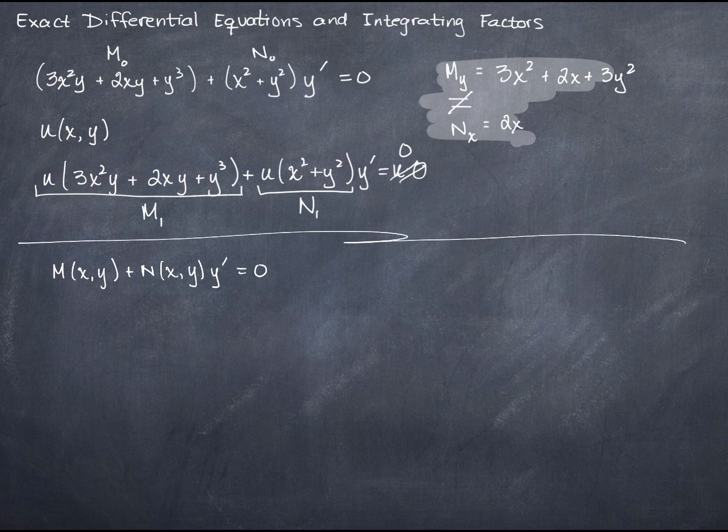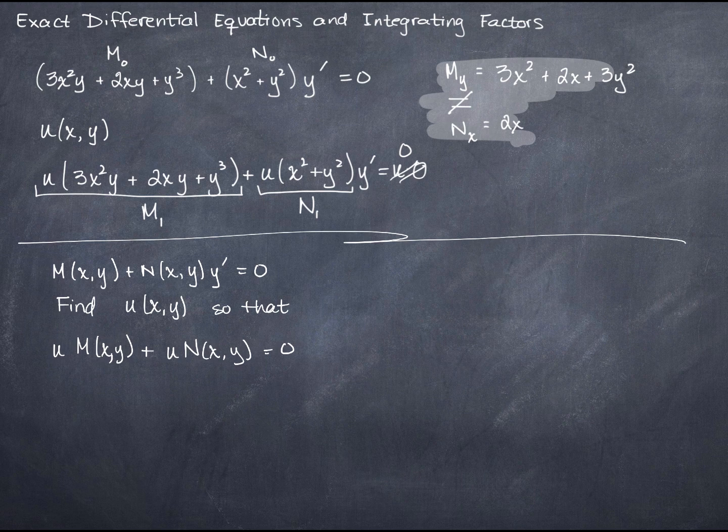But let's assume for the moment that this one turns out not to be an exact differential equation, because if it is, we know how to solve them. If it's not an exact differential equation, then I want to find a function u of x and y so that my new differential equation, u times M plus u times N equals u times 0.